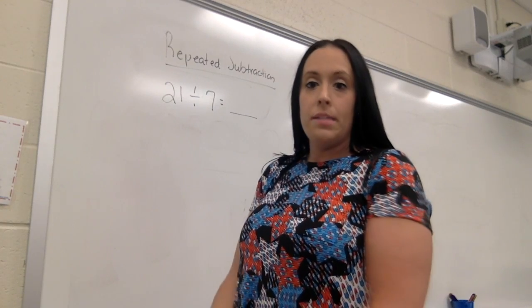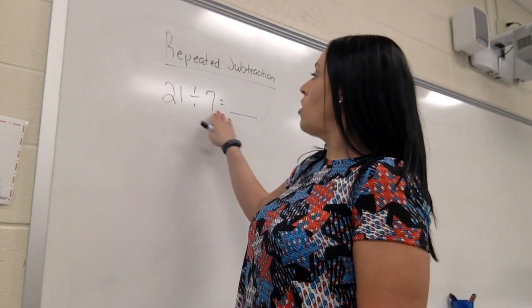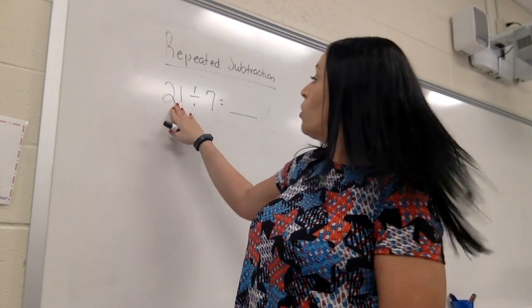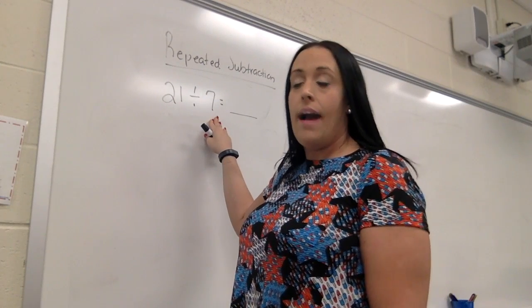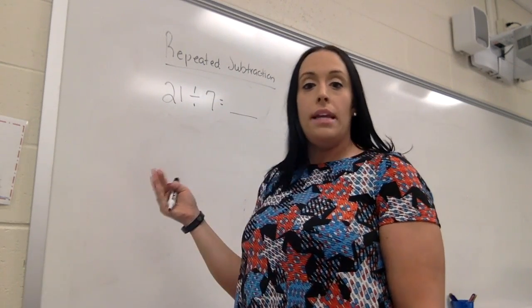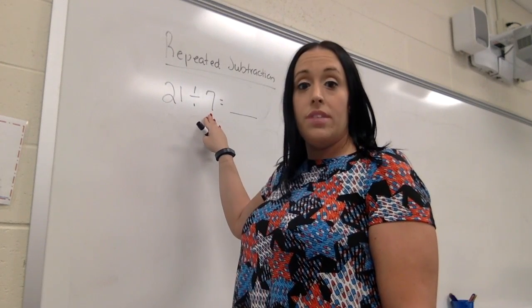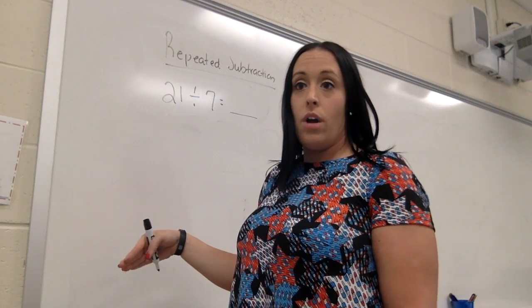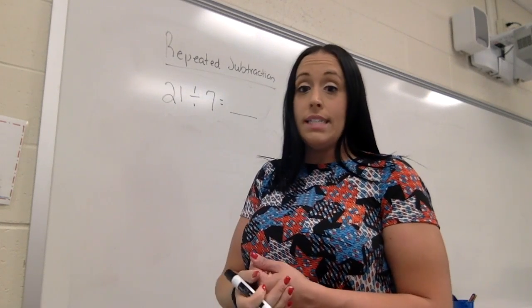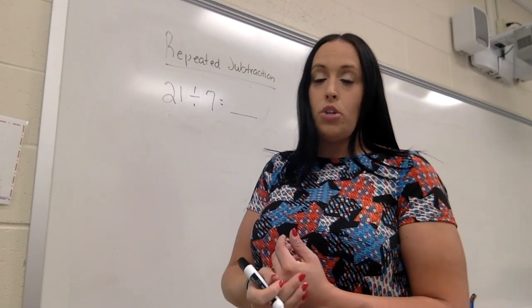When modeling repeated subtraction for division, you always want to start off with the total and how many you're going to be taking out. Repeated subtraction, the main goal is to continue to subtract that divisor until you get down to the number 0. If when you're subtracting you don't get down to the number 0, that means you made a mistake in your subtraction somewhere.